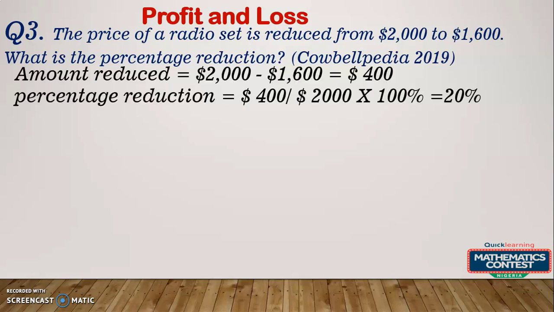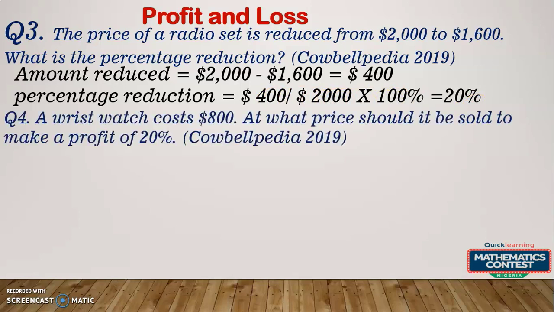Now we have to get the reduced amount. So the reduced amount is $2,000 minus $1,600, which is $400. So the percentage reduction is $400 divided by the original. The original value was actually 2,000. It's always over the original. 400 divided by 2,000 times 100, and that will give us 20%. So the percentage reduction is 20%.